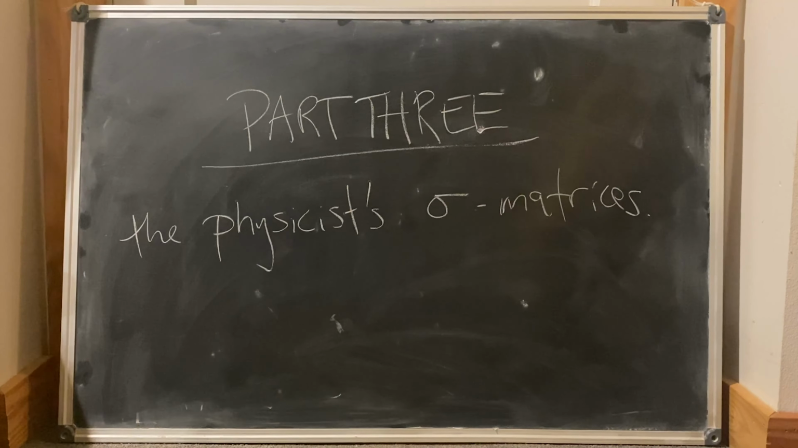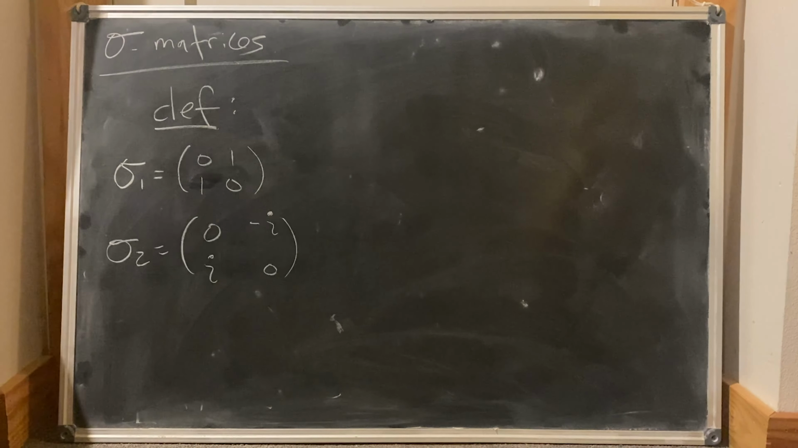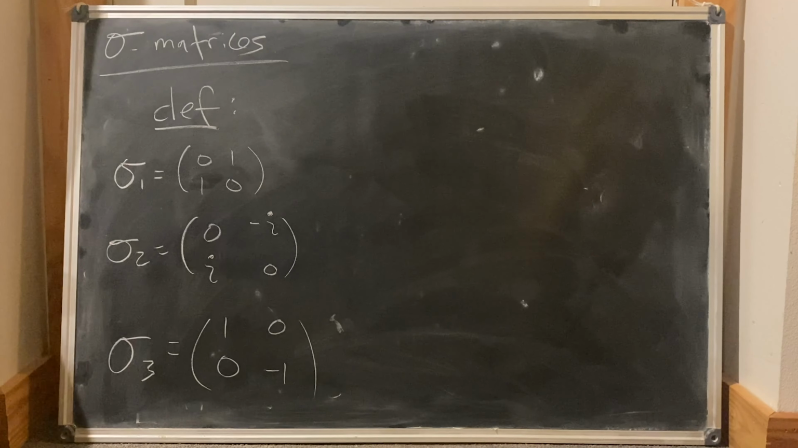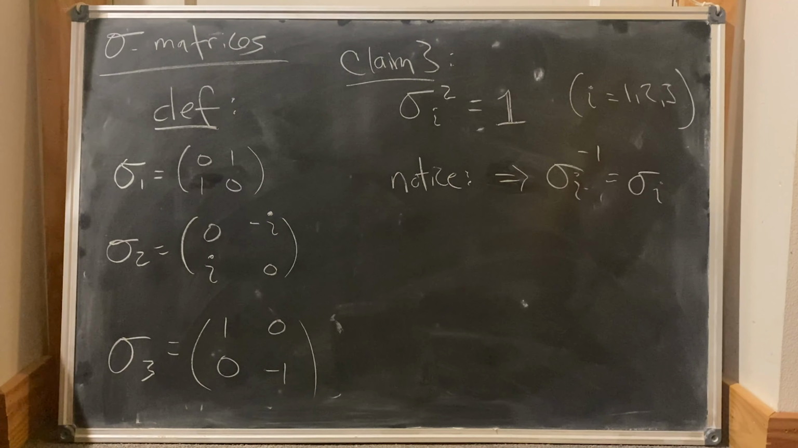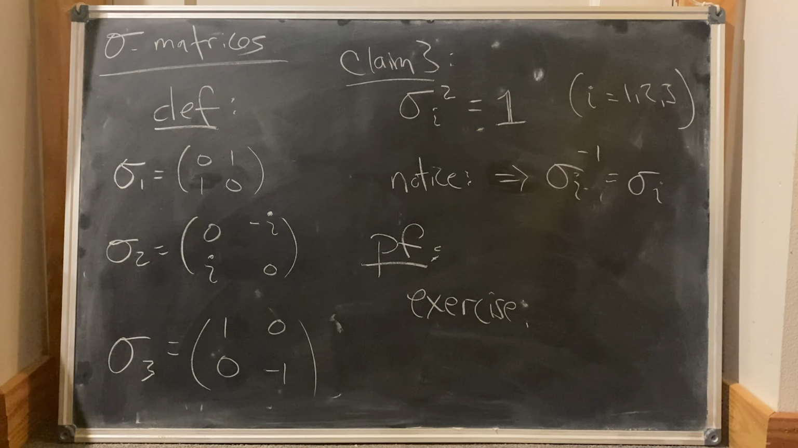Because it will be convenient in what follows, and perhaps more familiar to physicists like myself, we'll explore a different basis for sl2F. To that end, let's define the so-called sigma or Pauli matrices, sigma 1, sigma 2, and sigma 3. Note that the diagonal matrix sigma 3 is the same sigma in the Chevalley basis. We'll use both notations interchangeably. The next claim to verify is that each member of this basis squares to the identity matrix, meaning that they are their own inverse. Please verify these facts as an exercise.